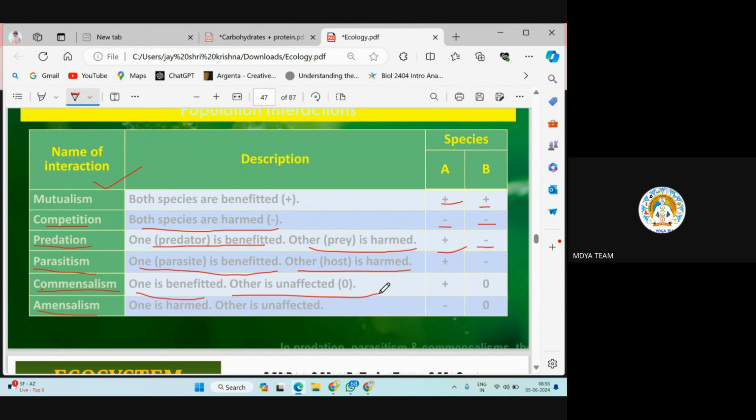Can you give any other example of this commensalism? Sir, can charity be included in it? Yeah, charity is also a good example. One is unaffected and one is benefited. So it will come under commensalism if you are doing charity without any expectation. In an ecosystem, any other example between species?